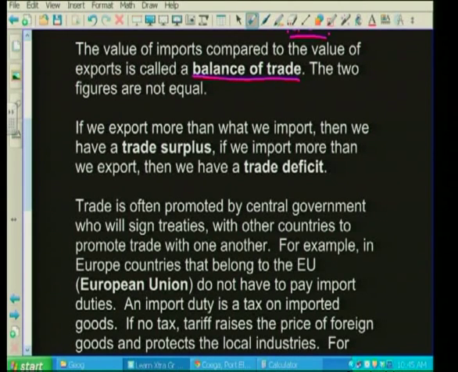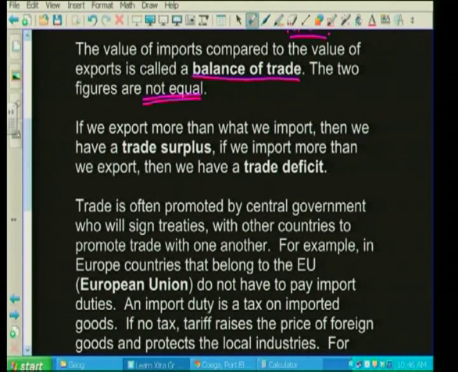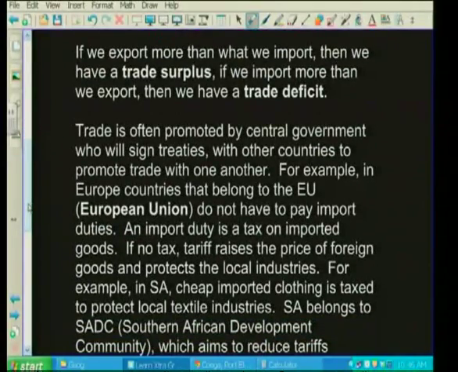Now, I'm going to show you a nice little flow diagram just now, where someone who wrote this material has portrayed the balance of trade for us in a nice flow sort of diagram, which I'm going to show you in a moment. These figures are not always equal. Sometimes the one is more and the other is less, and that is when we talk about things like surpluses and deficits. If we export, have a look at your notes here, if we export, that means sending material or stuff out of the country, and we make money from exporting stuff.